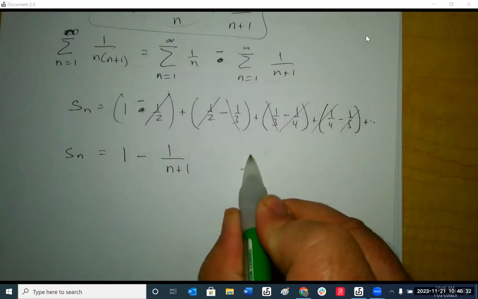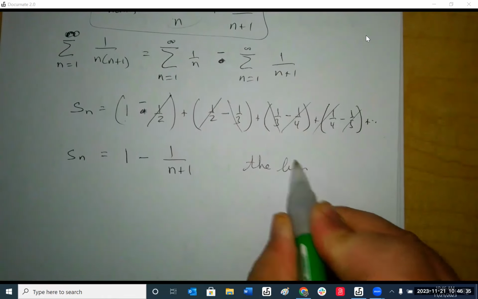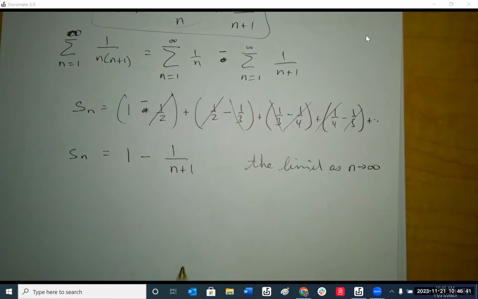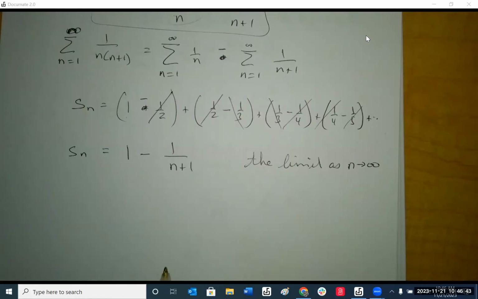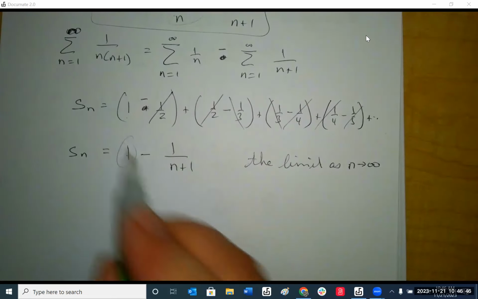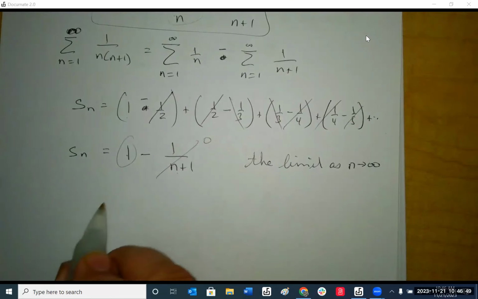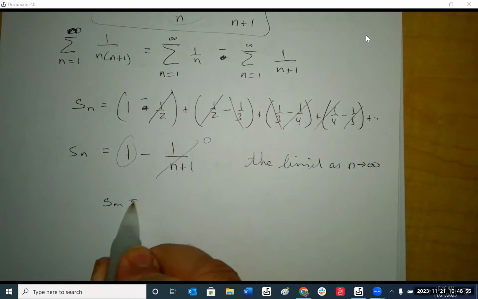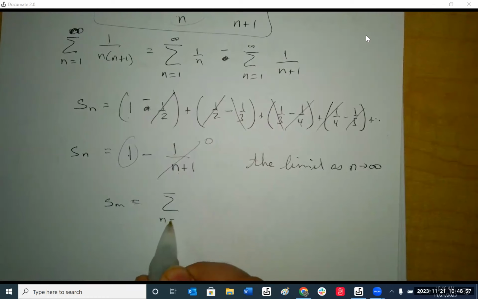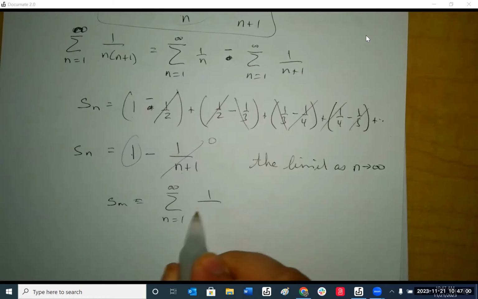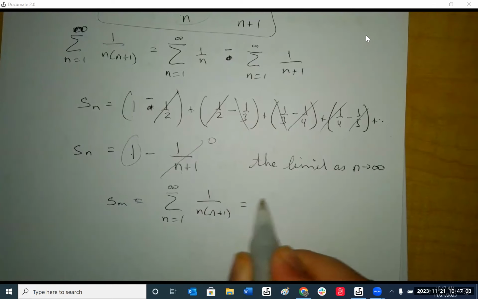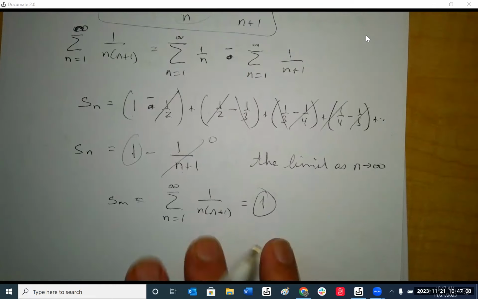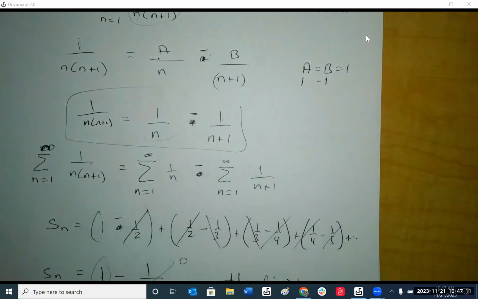So the limit as n goes to infinity, 1 stays the same. This number goes to 0. So we're saying the sum of all this stuff equals 1. Yeah, I should have worked this one out with the partial sums.